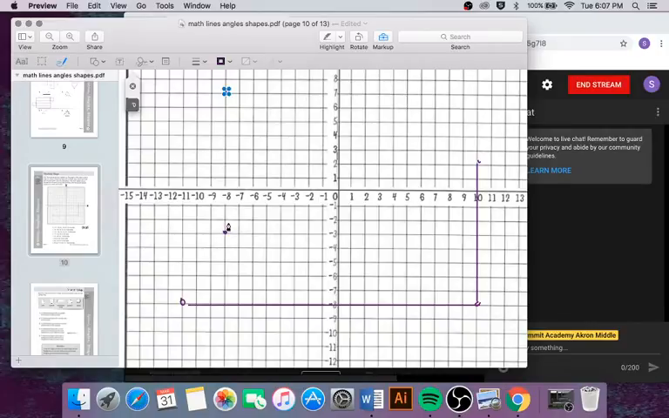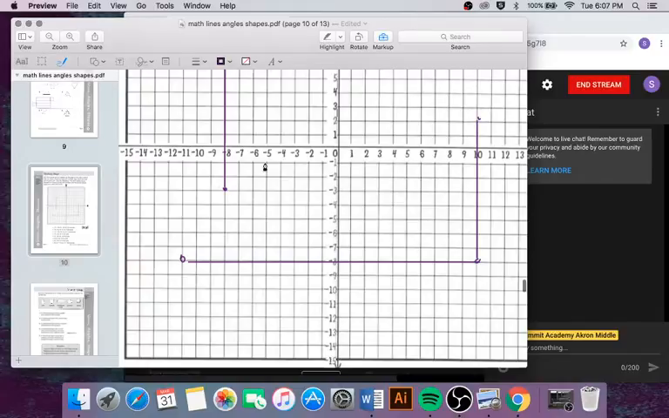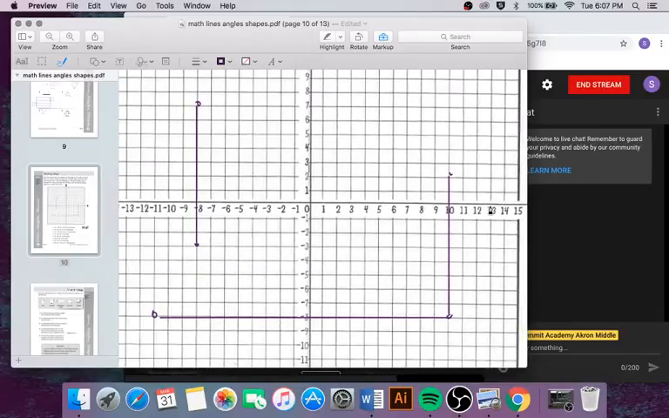We're going to take a line and we're going to connect these now. And our next number is 13 and 7. So we're going to go all the way over here to 13 and up to 7. And plot another point. And we're going to draw a line and connect these.